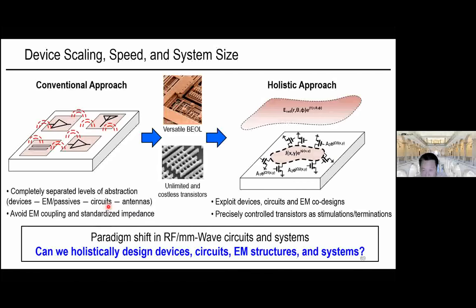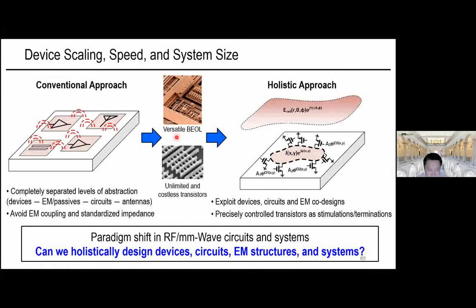We also try to avoid EM coupling as much as possible. However, modern technology is offering a lot of versatile backend models, as well as essentially unlimited numbers of devices. So the question here is, can we take a different, holistic approach by breaking the boundaries and exploring the co-design of devices, circuits, and EM structures altogether?